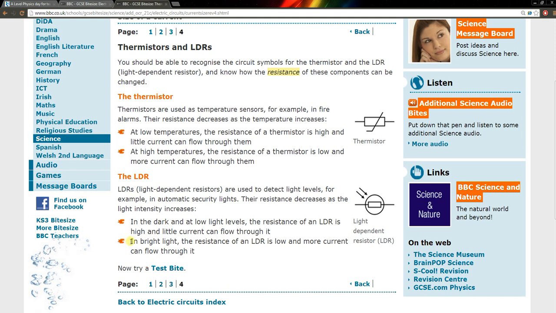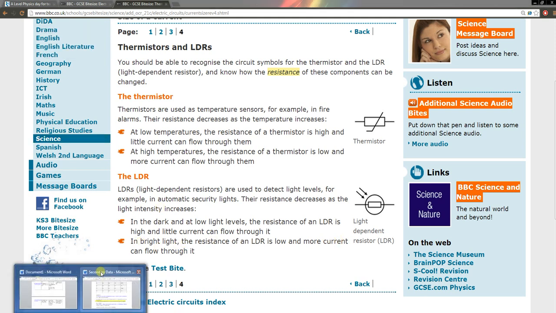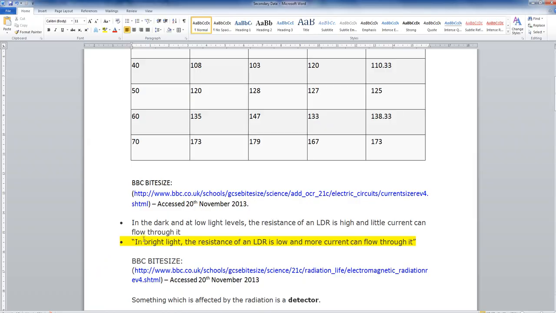In particular, I was quite happy with this line: in bright light, the resistance of the LDR was low, and therefore more current could flow through. In fact, I liked it so much that I put it in my document. Here we go, secondary data, and I highlighted it, put it in quotes to remind myself that I was going to quote that line.